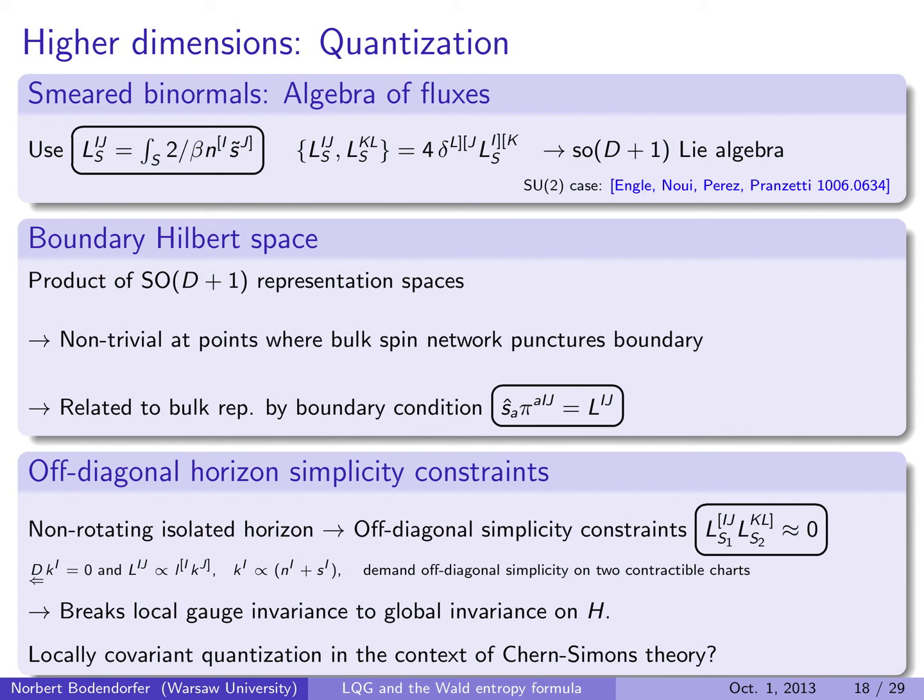Yes. Let me go back to the middle box, boundary Hilbert space. I can understand several statements here. Why is the boundary Hilbert space a product of SO(D+1) representation spaces? What kind of quantization are we talking about? What is the configuration space, or the phase space? And then, how is it achieved? How do we know? Why do we say this?